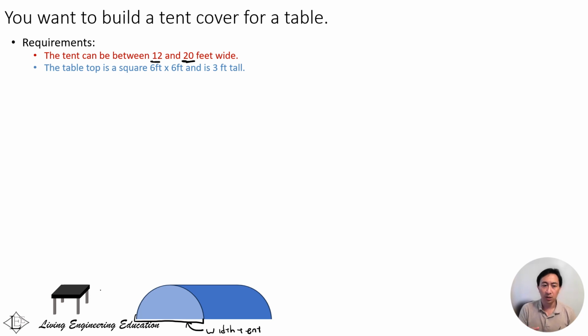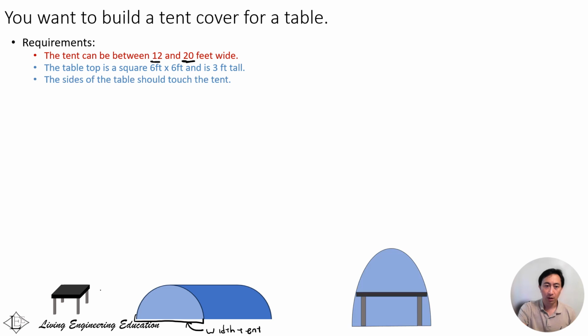We're told the dimensions of the table: 6 feet by 6 feet by 3 feet. And one of the requirements is that the edge of the table needs to be touching the tent. So that helps us define design requirements for the quadratic equation. So that's referencing these points right here. So this is my quadratic equation that we're going to try to describe.